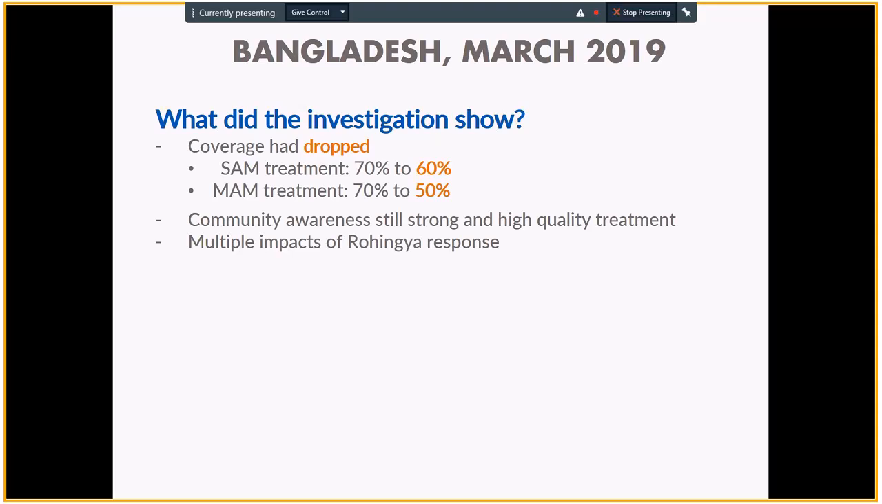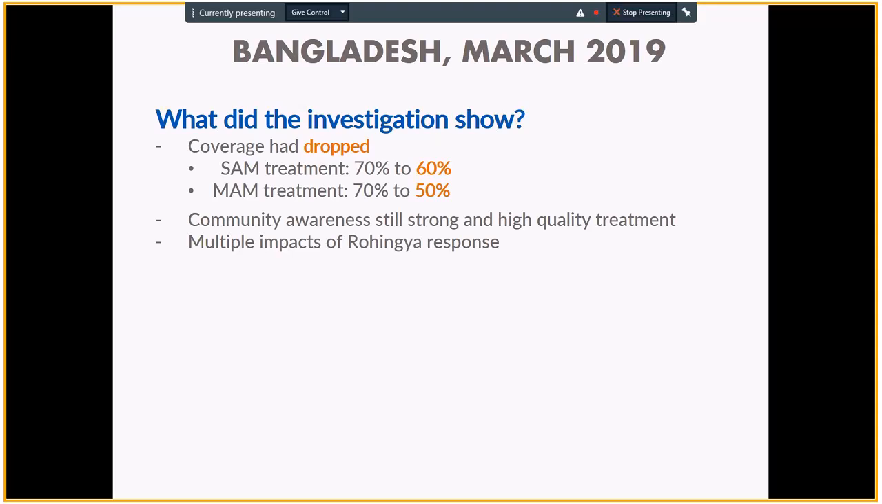But what did the information show? The information showed that very unfortunately coverage had dropped in both SAM and MAM treatment in the two upazilas. So we merged the two upazilas, or the two districts, into one. And unfortunately, yes, SAM and MAM treatment had dropped to about 60 and 50% for SAM and MAM treatment, respectively. However, there was still very good awareness about the program, but there were multiple impacts of the Rohingya response.